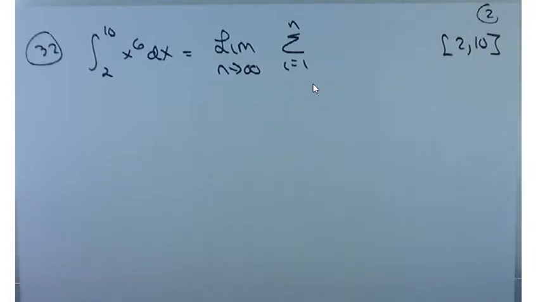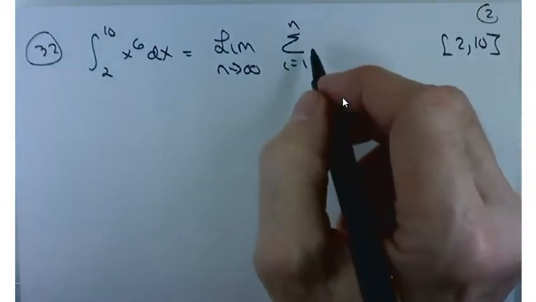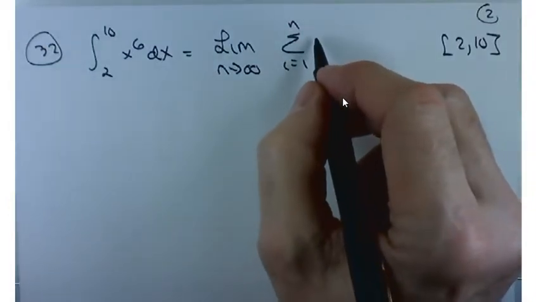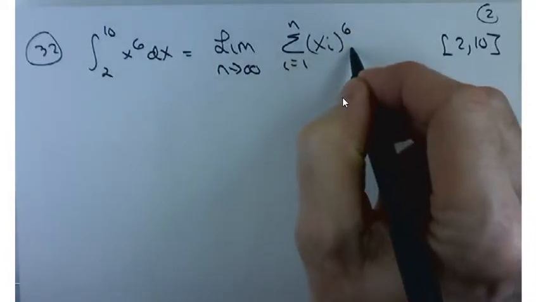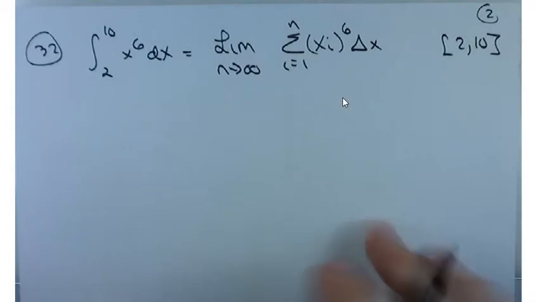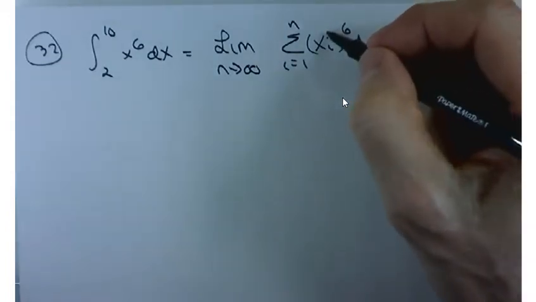Well, that's a good question. I would ask you to hang on to the bitter end a little bit and see that. If we look back at the definition that I started out with, you'll see that as well. All right, so what should go here? x sub i to the 6 times delta x. Good. Now, if you want to put x sub i to the 6 and then put a little star here, that's fine.